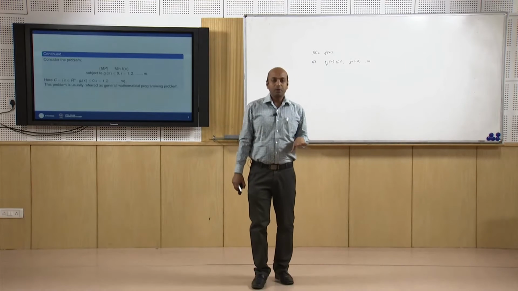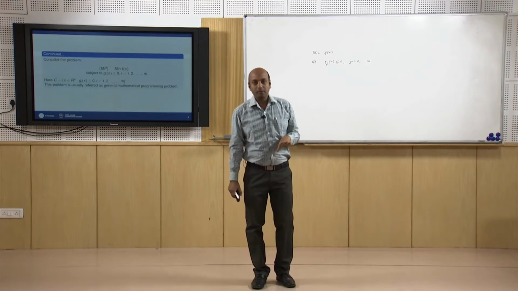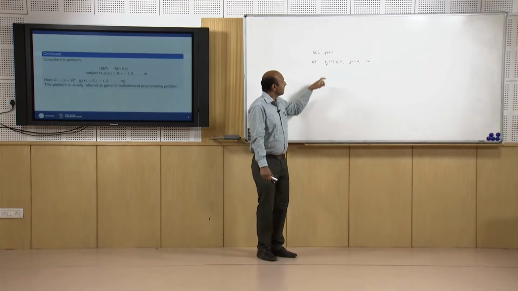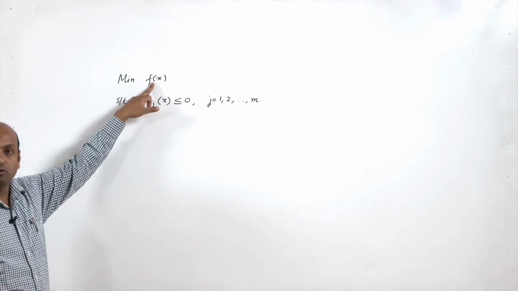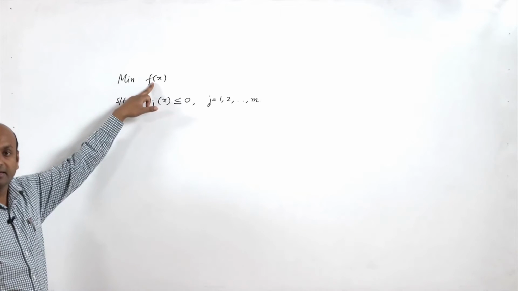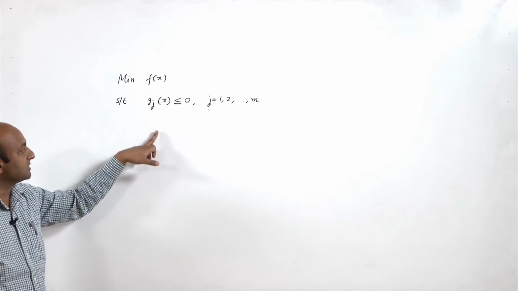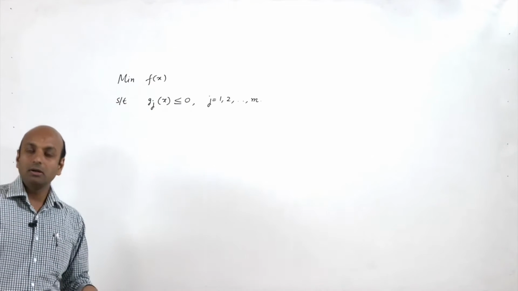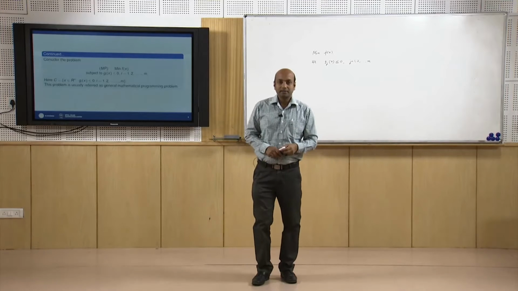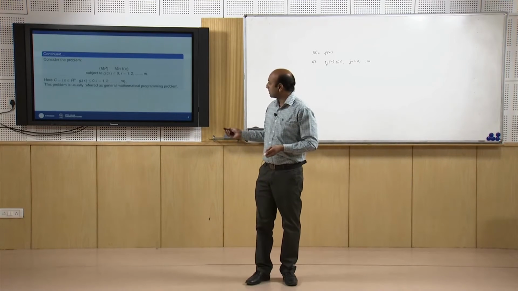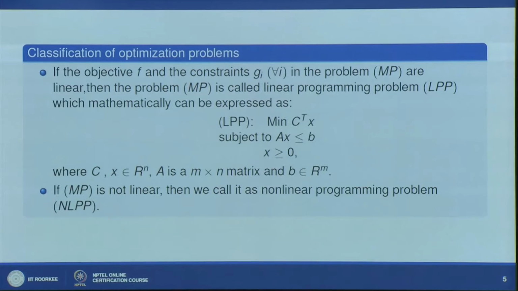Now, this optimization problem can be broadly classified into two categories. First is linear programming problems and second is non-linear programming problems. What are linear programming problems? If the objective function, the function which we have to minimize or maximize, is linear, and all constraints are linear, then such problems are called linear programming problems. Otherwise, we call it a non-linear programming problem. So, this is in this slide. If the objective function and all the constraints g_j are linear, then the problem MP is called a linear programming problem, which mathematically can be expressed in this form, and if MP is not linear, then we call it a non-linear programming problem.